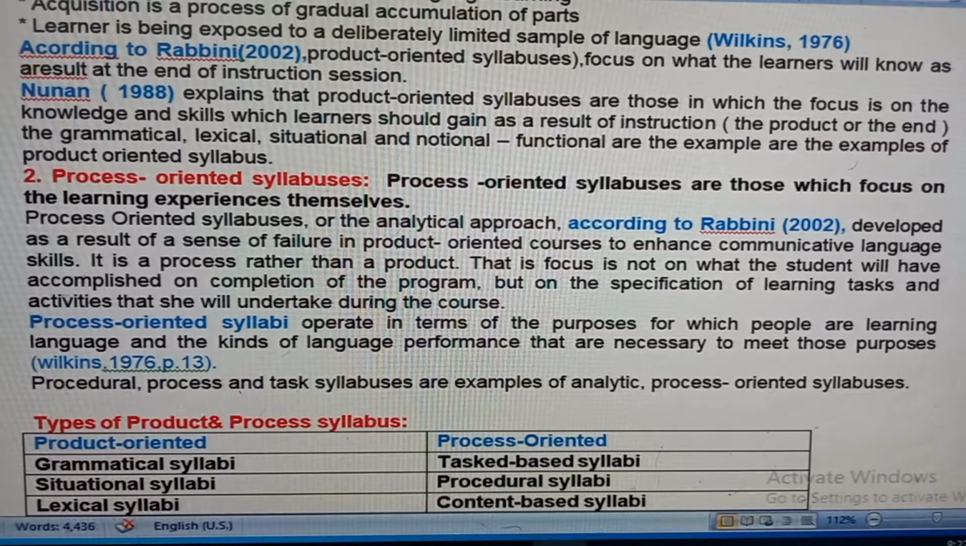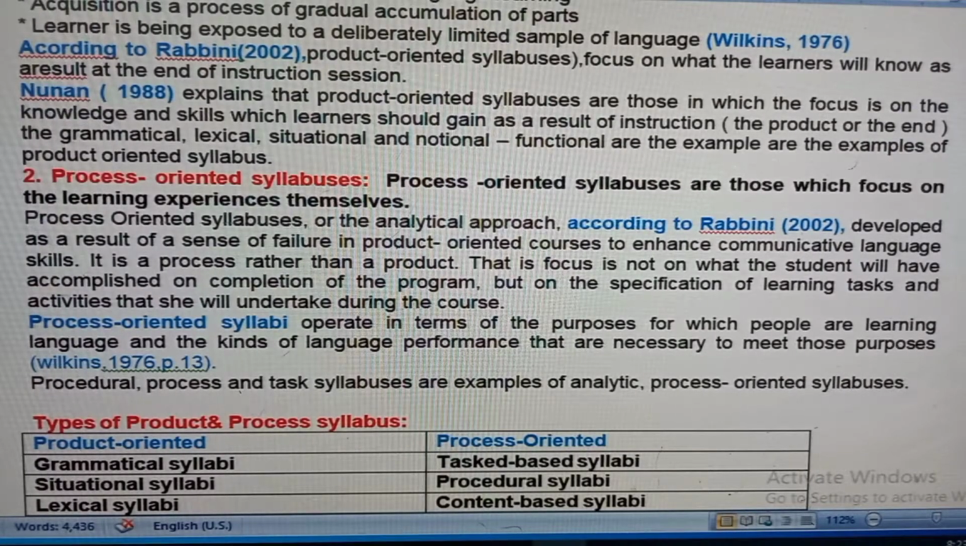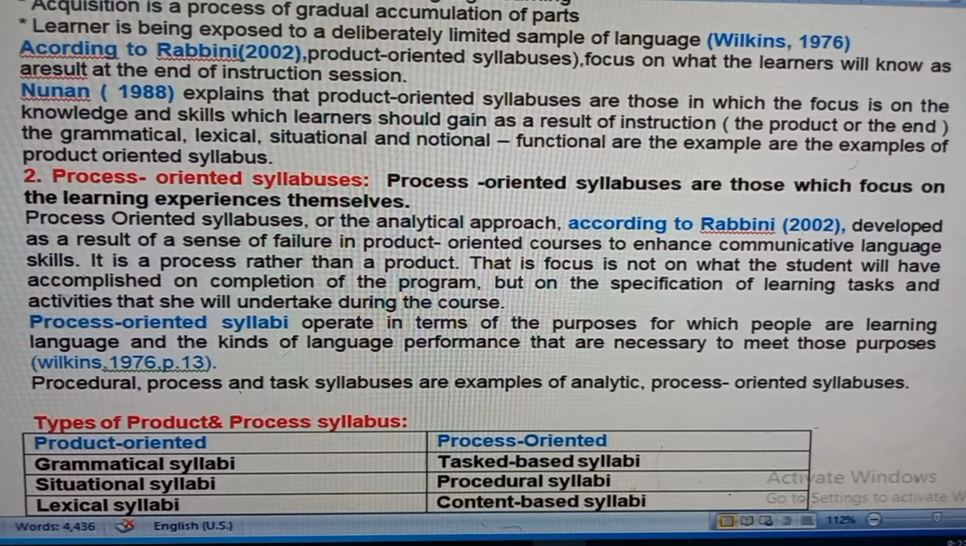Nunan, 1988, explains that product-oriented syllabuses are those in which the focus is on the knowledge and skills which learners should gain as a result of instruction. The product or the end. The grammatical, lexical, situational, and notional functional are the examples of product-oriented syllabus.